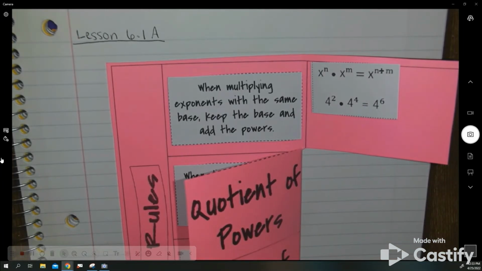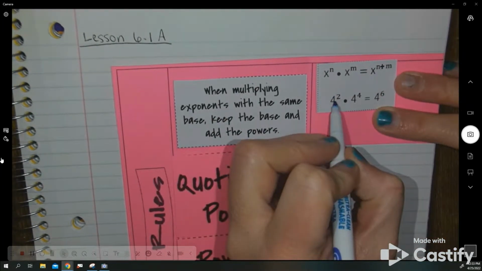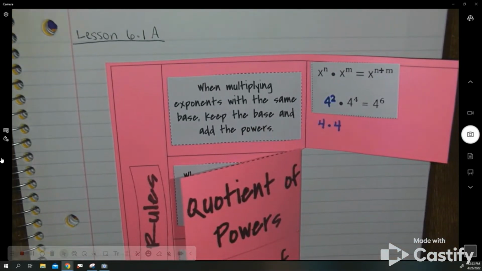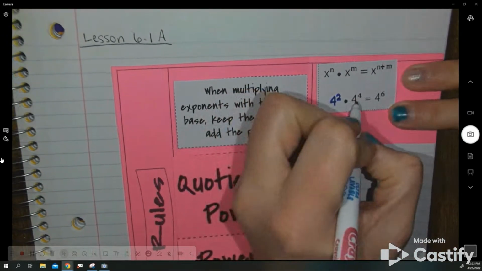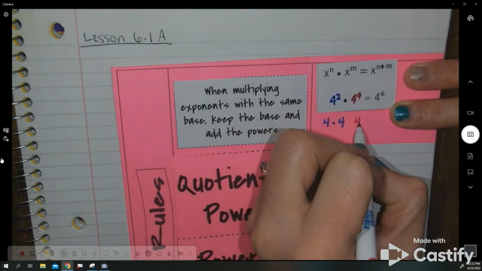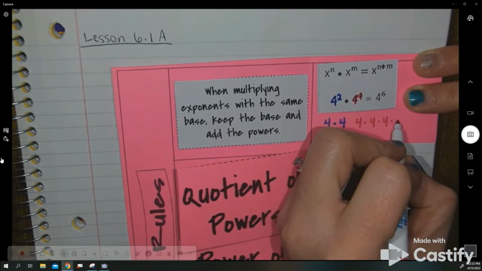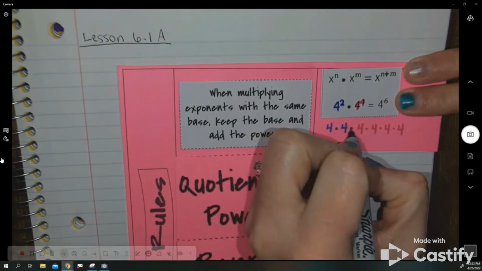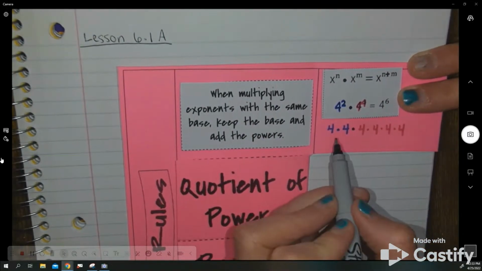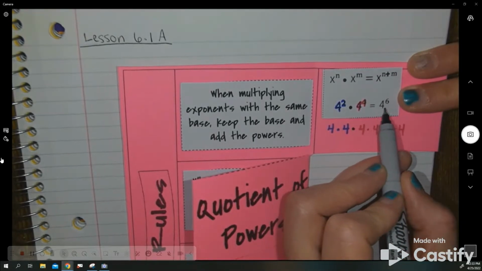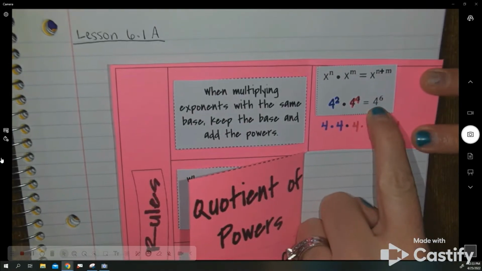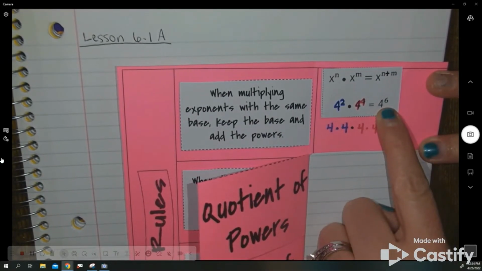And the reason for that is because I'm going to use blue for this one. So 4 to the second power means 4 times 4. And 4 to the fourth power means 4 times 4 times 4 times 4. And because we're multiplying these two sets, I'm going to put that multiplication symbol in between. If you counted the amount of 4s we're multiplying, we have 1, 2, 3, 4, 5, 6, which is where 4 to the sixth power comes from. Because remember, exponents tell you how many times you're multiplying the base, and the base is 4. So I'm multiplying the 4 6 times.